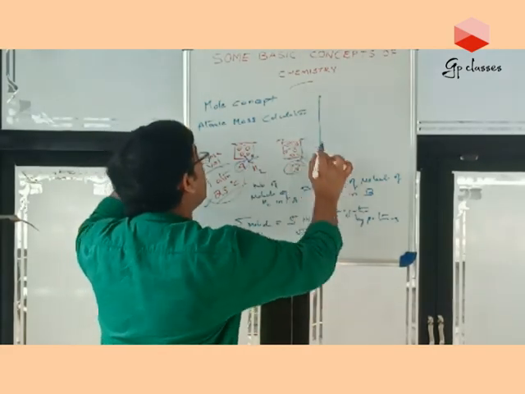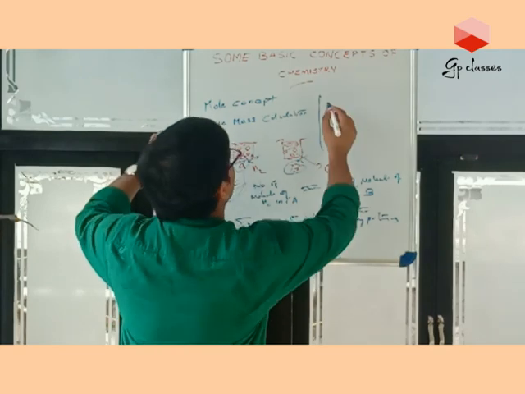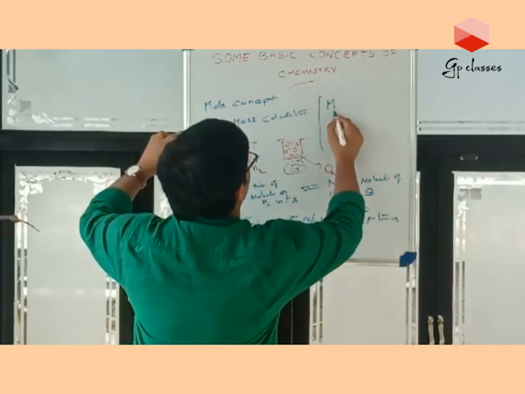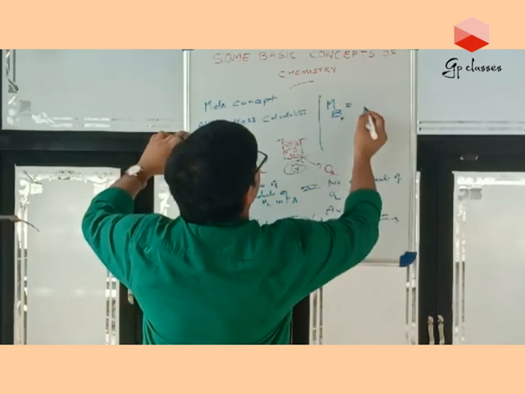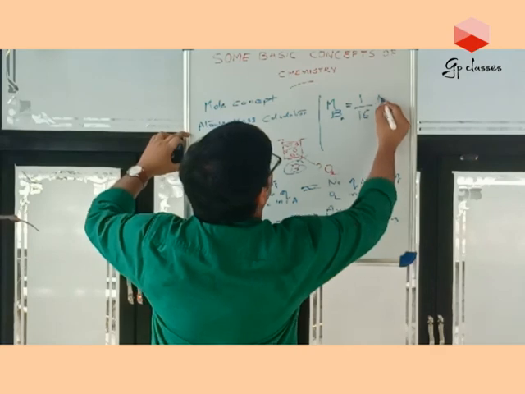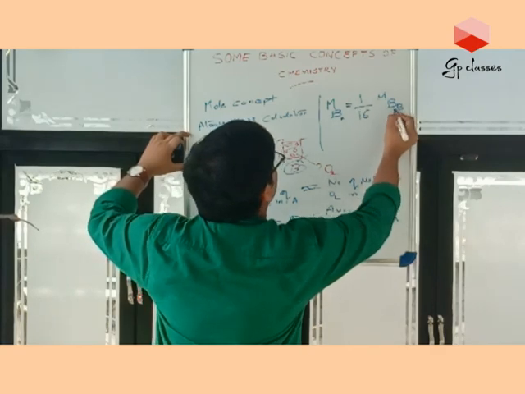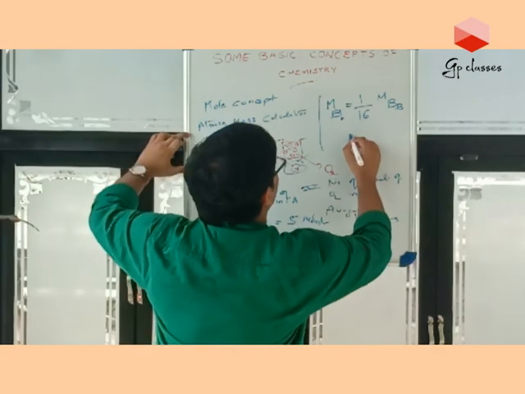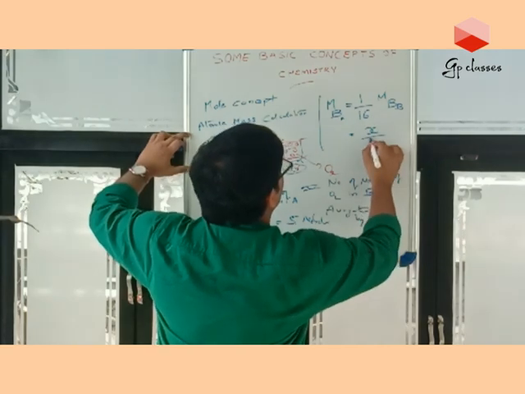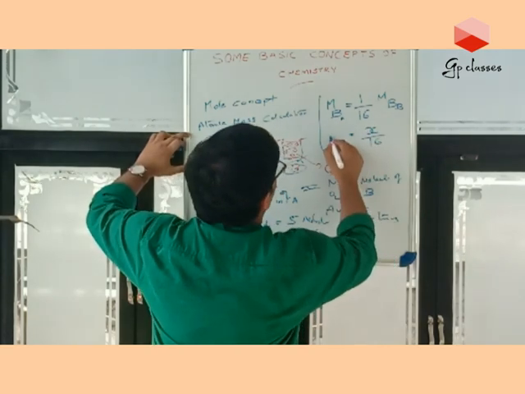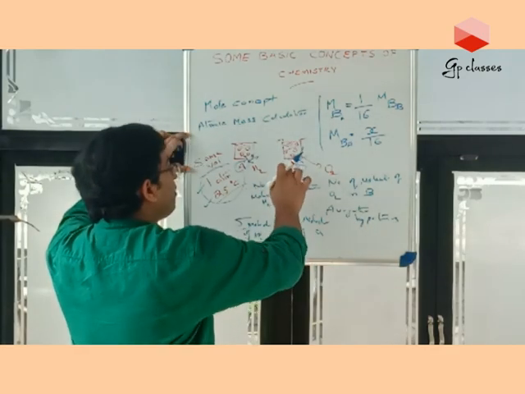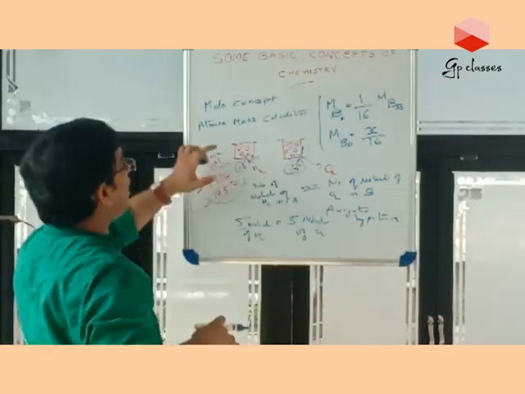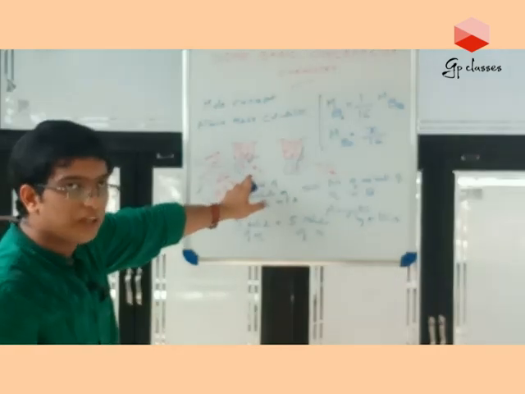And after weighing their masses, we got the ratio: the mass of beaker A is 1/16th the mass of beaker B. Let's say the mass of beaker B is X. So X by 16 will be the mass of beaker A. So if you know the mass of beaker B, you can divide it by 16 to get the mass of beaker A.